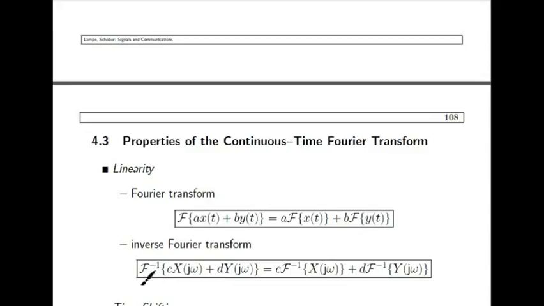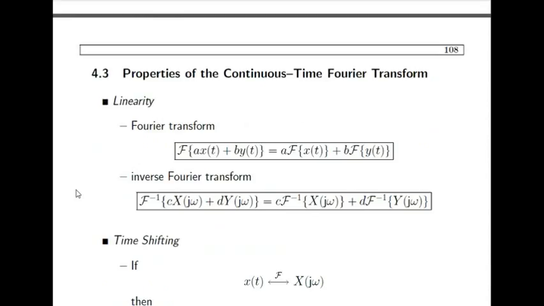If I am taking the Fourier inverse of cX(jω) + dY(jω), then it will be c F⁻¹{X(jω)} + d F⁻¹{Y(jω)}, which will be equal to c x(t) + d y(t).